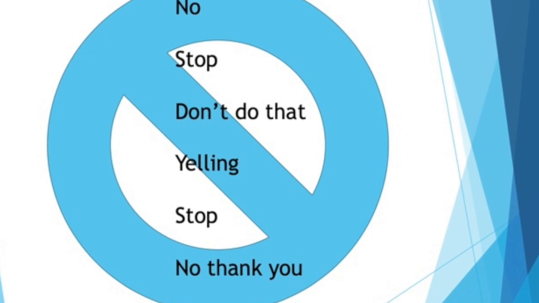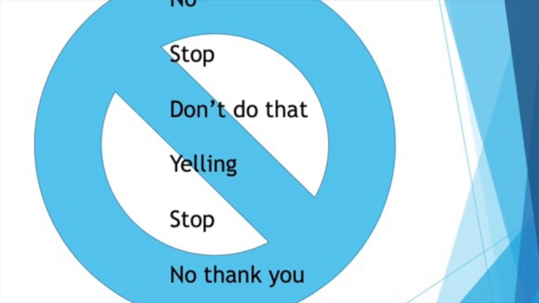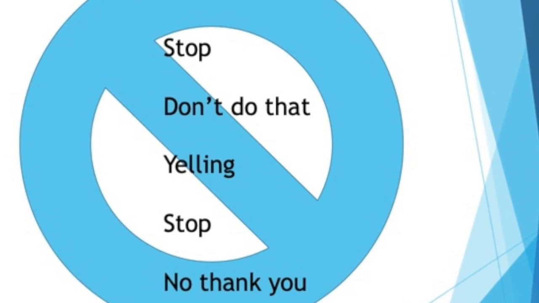So as you start to ignore all that negative behavior, you need to omit all your no's, stops, don't do that. We want to avoid any negative attention towards negative behavior. And we want to start phrasing things in the positive so that we can teach the children what they need to be doing rather than what they shouldn't be doing.